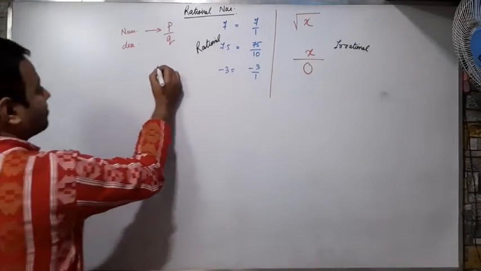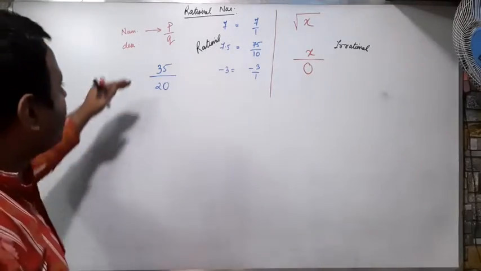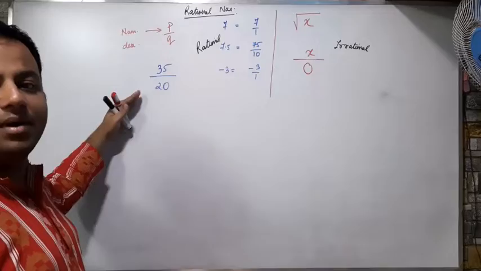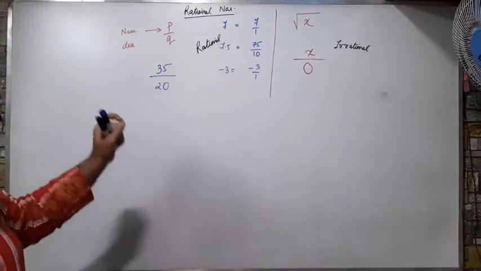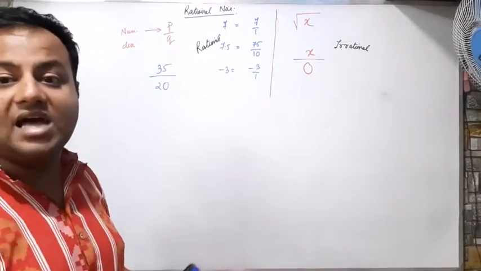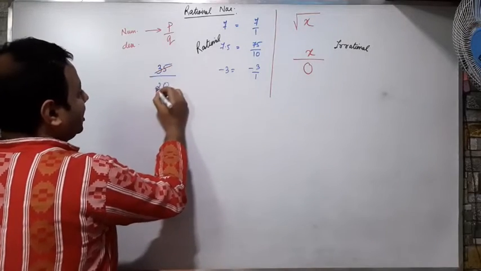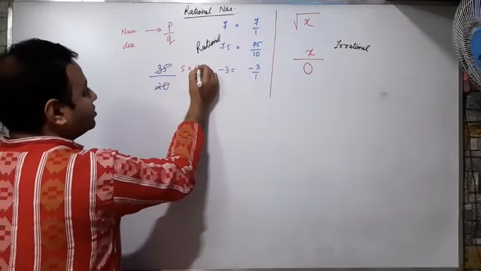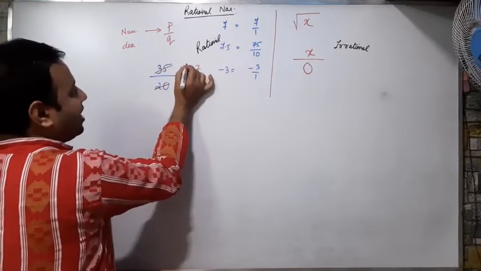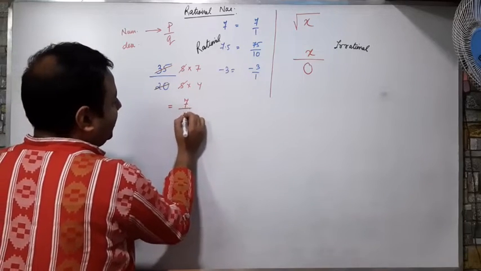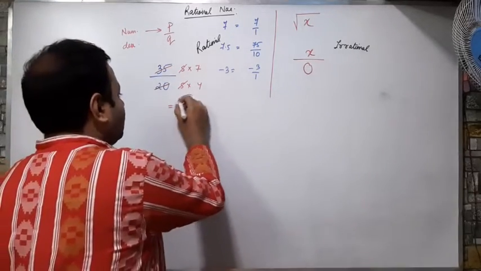Suppose 35 by 20. It is in the form of p by q. It is also a rational number, but it is not a perfect rational number. To make it a perfect rational number, I have to strike off the common factors, which means I have to divide them by any factor that both of them have. So 35 can be written as 5 into 7, while 20 can be written as 5 into 4. So this 5 and 5 will be cut off and my answer will be 7 by 4. So this is the perfect rational number.